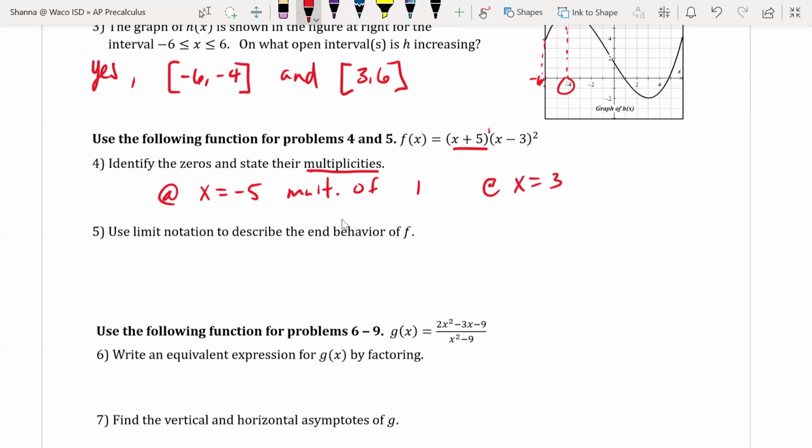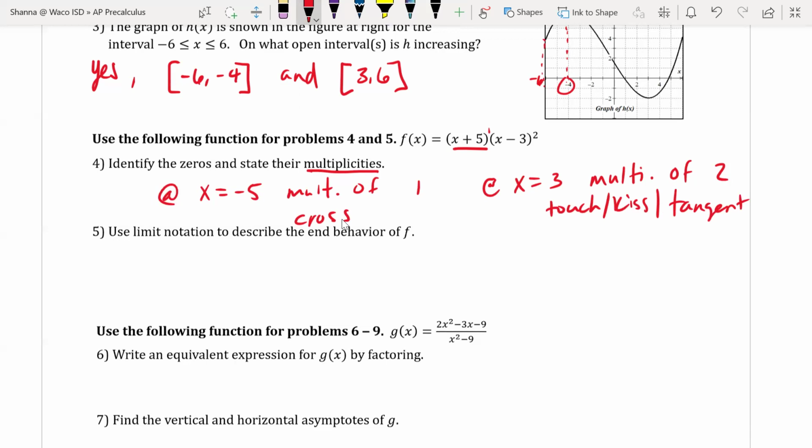X equals +3, and it has a multiplicity of what? Of 2. Okay, so it crosses the x-axis, right? So we cross here, and here we touch, kiss, whatever you want to remember it as, because it is tangent to the x-axis. That's what the even multiplicity tells us.